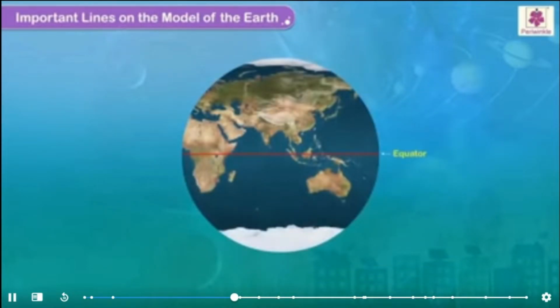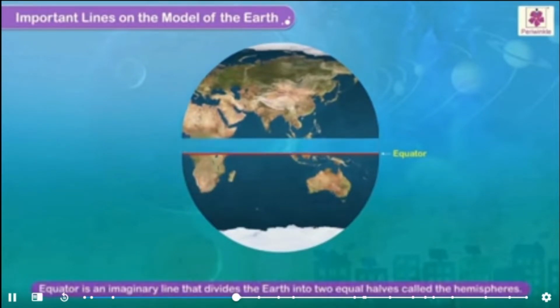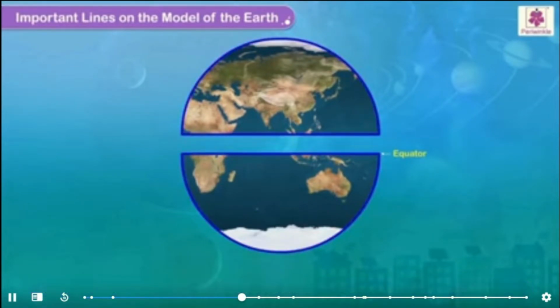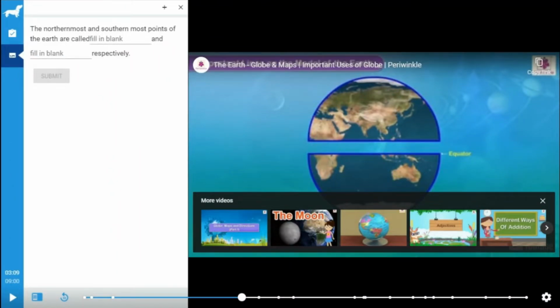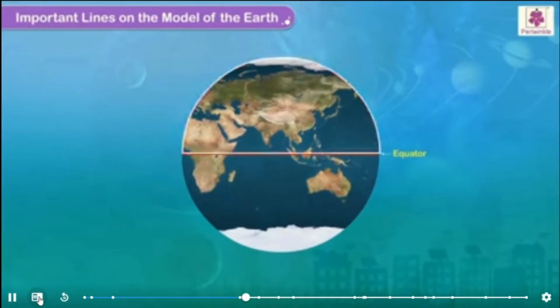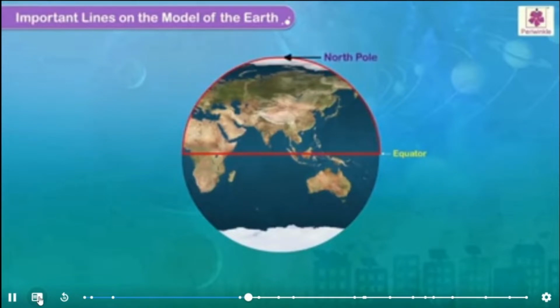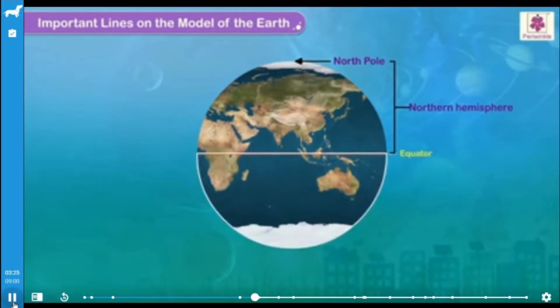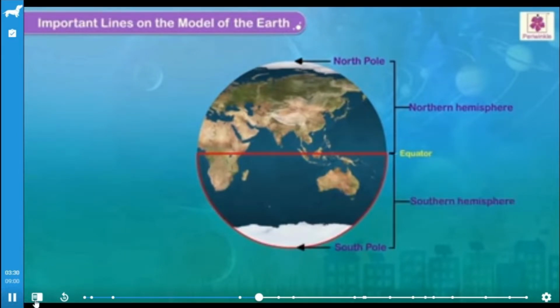The equator is an imaginary line which divides the Earth into two equal halves called the hemispheres. The part of the Earth between the equator and the North Pole is called Northern Hemisphere. The part of the Earth between the equator and the South Pole is called the Southern Hemisphere.